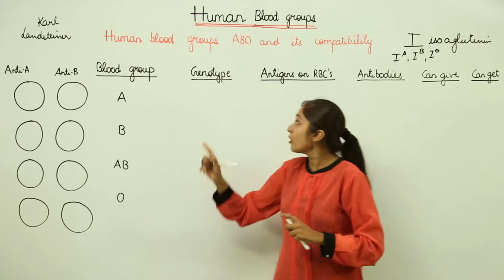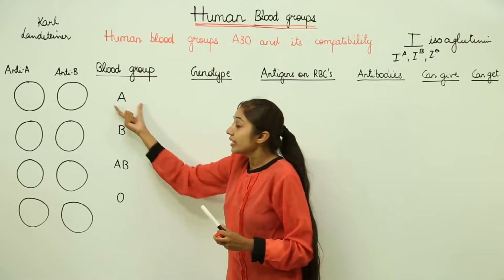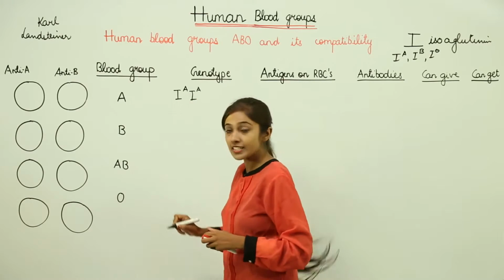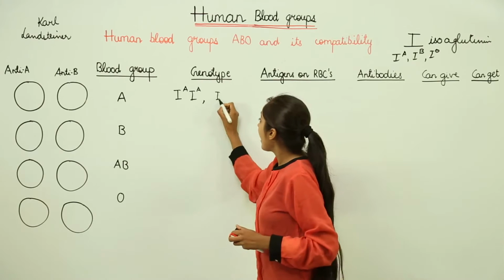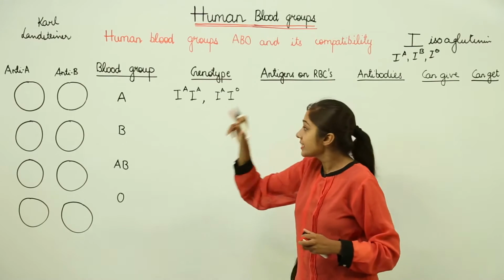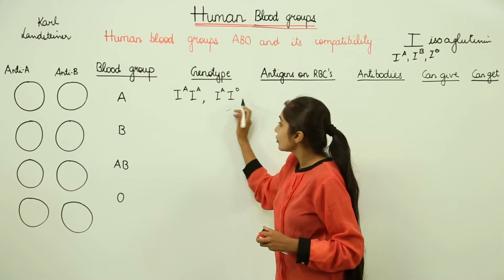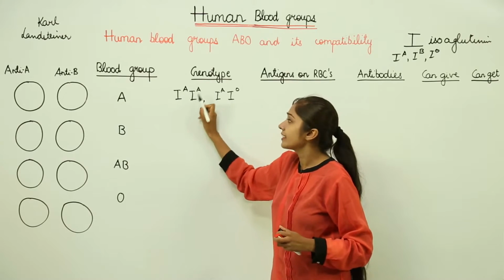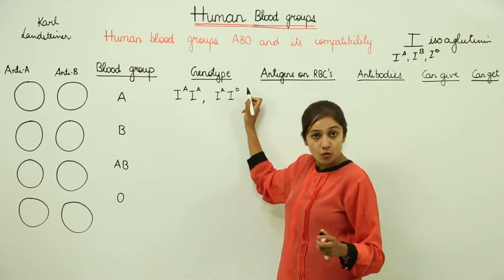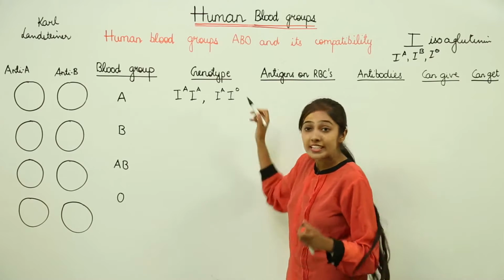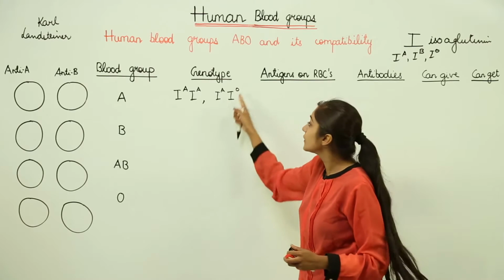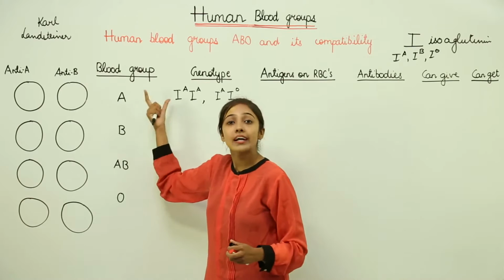So what happens when you talk about the genotype? For blood group A, the genotype is going to be IA IA, or it can also be IA IO. Why is it so? In the first case, you have both IA and IA, so definitely the blood group is going to be A. But in the second case, it is IA IO. IO is the recessive one and is not going to express, since we already have a dominant allele, so the blood group is going to be A.